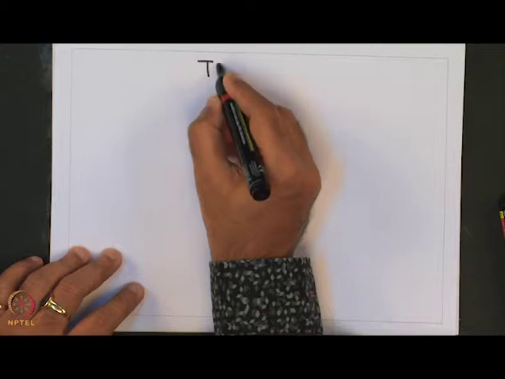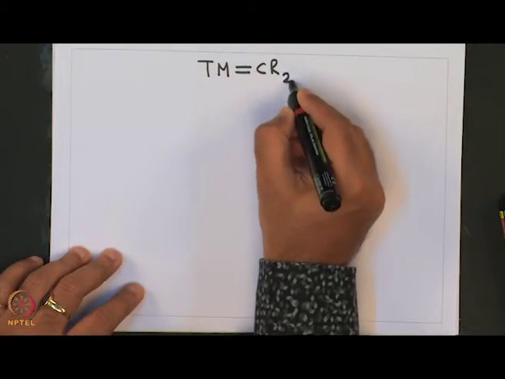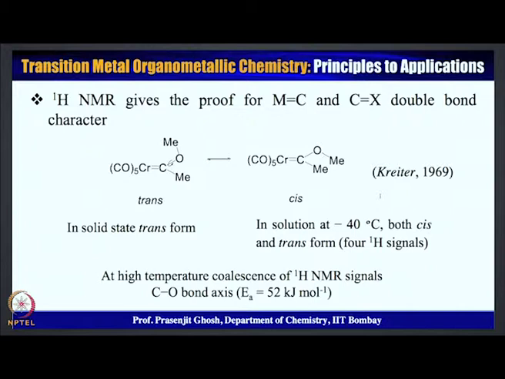So, this is from the perspective of how proton NMR can be effectively used for characterizing metal carbene complexes. For example, proton NMR gives the proof of the multiply bonded nature of the metal carbene moiety as well as the multiply bonded nature of the C-X double bond character.